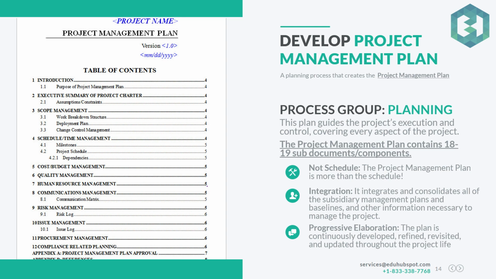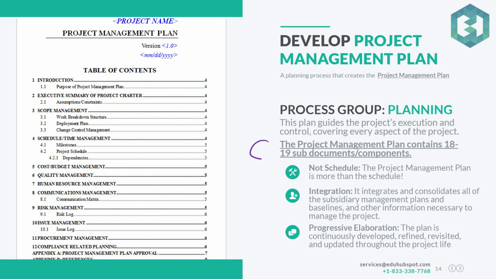Okay, similarly, let's come back to our father, which is the develop project management plan, a planning process. This is the plan which guides the project execution and control, covering every aspect of the project. So basically this is everything for you. If you want to make sure your project is successful, if you want to know how your project would be guided, executed, monitored, controlled, and most importantly, how it will be closed, all of that information would be part of this project management plan. It contains 18 to 19 subcomponents, which we will discuss in a while.